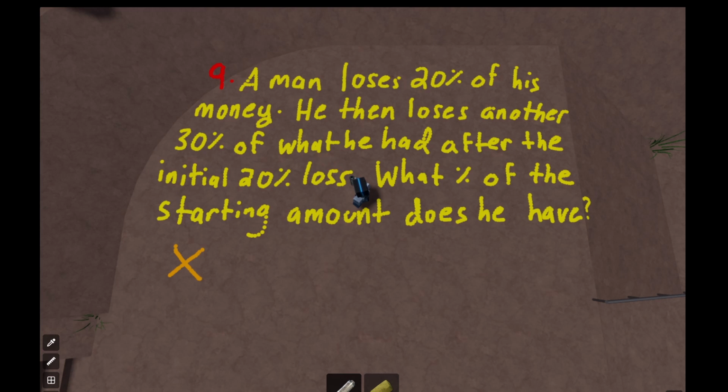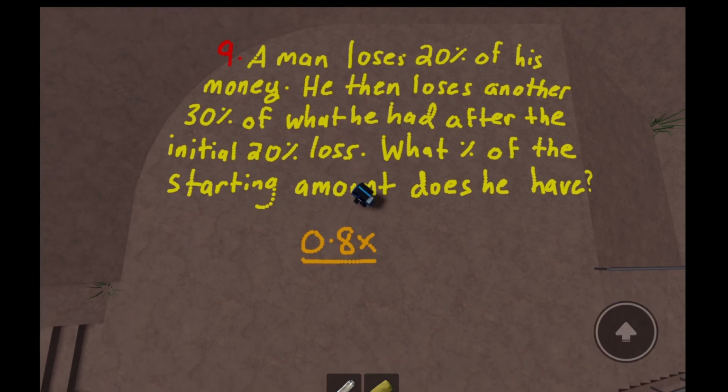If he loses 20% of his money, that means he has 100 minus 20%, which is 80% of his money remaining. So if he has 80% of his money remaining after the first loss, that's just 0.8X. I just converted 80% into a decimal and multiplied it with X. So after the first loss, he has 0.8X remaining.